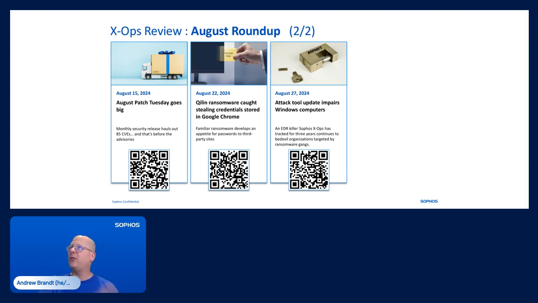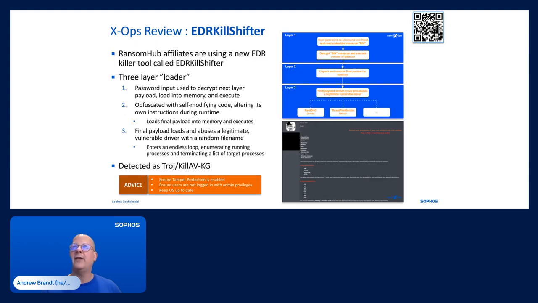And then I was going to say, we've done a couple of stories on EDR killing software. So these are tools that ransomware threat actors use when they're laying the groundwork, they're inside your network, and they're in the middle of doing the attack. They want to unhook Sophos Endpoint or some other EDR tool that might alert or stop their attack from taking place. And so we've done two of these stories. One is about one called EDR Kill Shifter, and the other one is this. So here's EDR Kill Shifter.